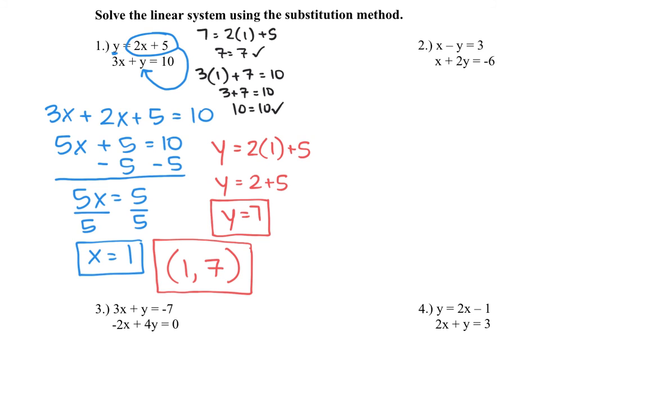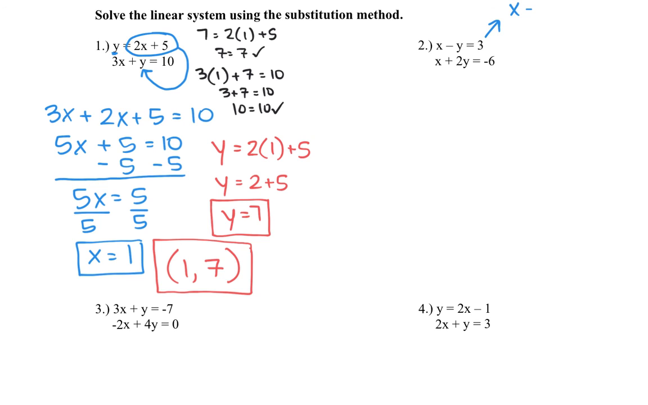All right, let's try number 2 now. So in number 2, I don't have an x or a y by itself in either one. In this situation, you could pretty easily get x by itself in the first equation or the second equation, so it truly does not matter what you do. Either way, it's going to work. I'm going to go ahead and isolate it in the first equation.